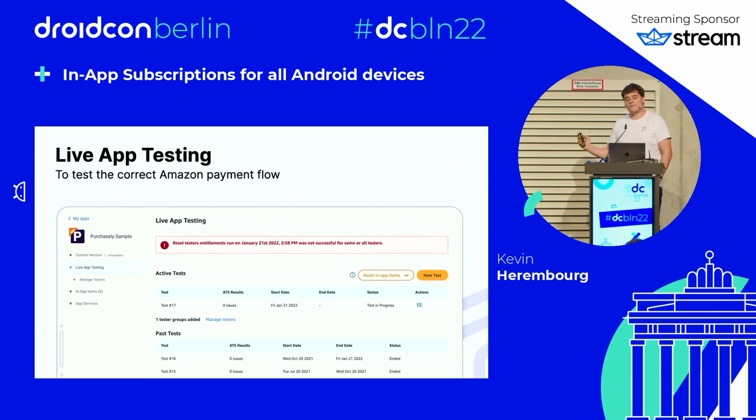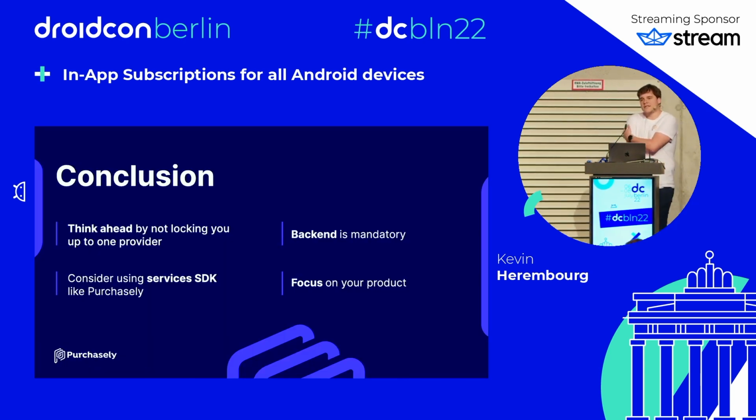Yeah, that's it. In conclusion, I would say that Google is still very prominent, and you need to use it. But very soon, and sooner than we think, they're going to have to let other providers on their platform to manage subscriptions and in-app purchases. So I would say think ahead and do not lock yourself to Google, because very soon you will be able, for example, to use Stripe with your applications to manage subscriptions. And the other thing is that a backend is mandatory for me. Without a backend, you will not be able to detect fraud on your application.